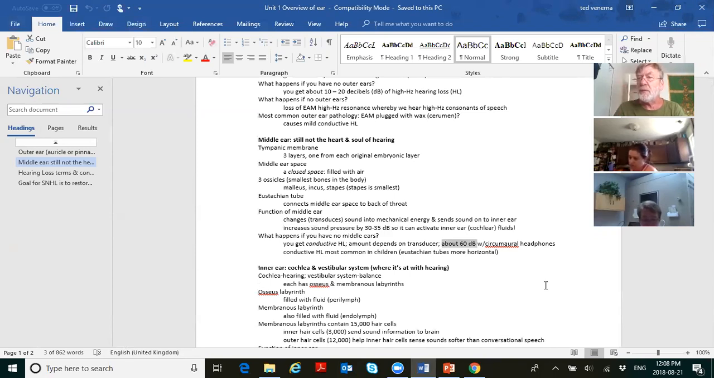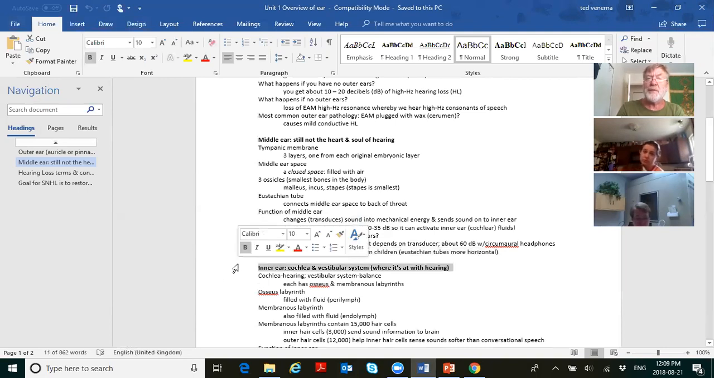Normally, we can hear down to 0. You'd have about a 60 decibel hearing loss, but you're not deaf. Okay? A conductive hearing loss can't be total. It's going to be partial. It'll cause you hearing loss, but A, it's treatable, and B, it's not huge. It's significant, but it isn't everything. The most common conductive hearing loss is in children, okay? Eustachian tubes are more horizontal. That's why children get more middle ear infections than adults do. So children are more susceptible to a conductive hearing loss.